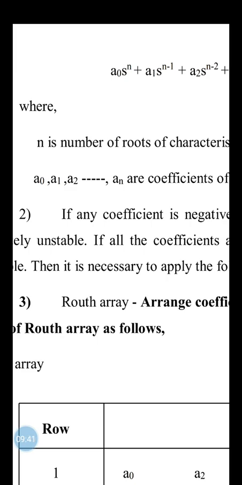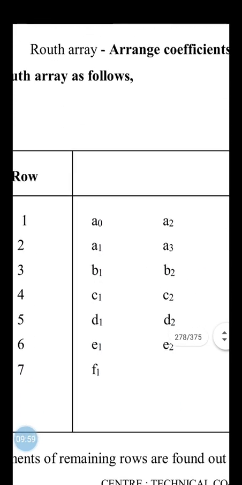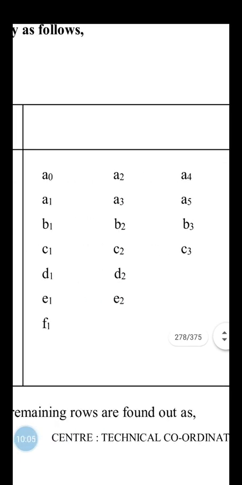First of all, you have to arrange a Routh array. The Routh array is arranged with the first two rows written from the equation, as rows 1 and 2. All these coefficients are written in an alternate way: a0, a1, a2, a3, a4, a5, a6, and after that the values of B1, B2, B3, C1, C2, C3, D1, D2, E1, E2 and F1 are found out.